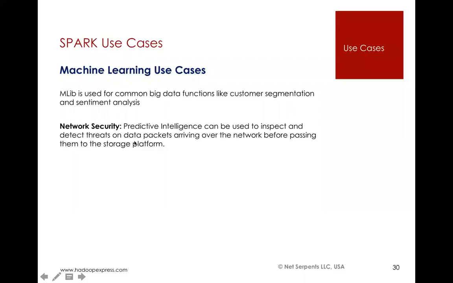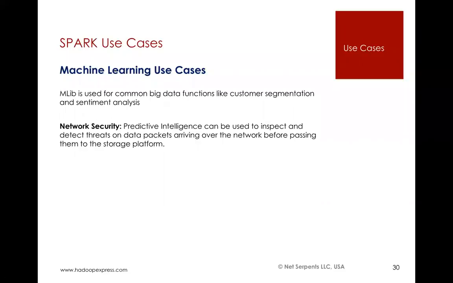Network security. So it is possible to do something called predictive intelligence. A lot of people these days are getting interested in network security, which means as data packets are arriving on a network into your data center or on the cloud on a server that you own, it's possible to detect those packets and figure out if there is a possibility of some threat before you actually send it to the storage platform. So you don't want the data to go and get stored if there is any particular possibility that this could be a malicious attack by some hacker.